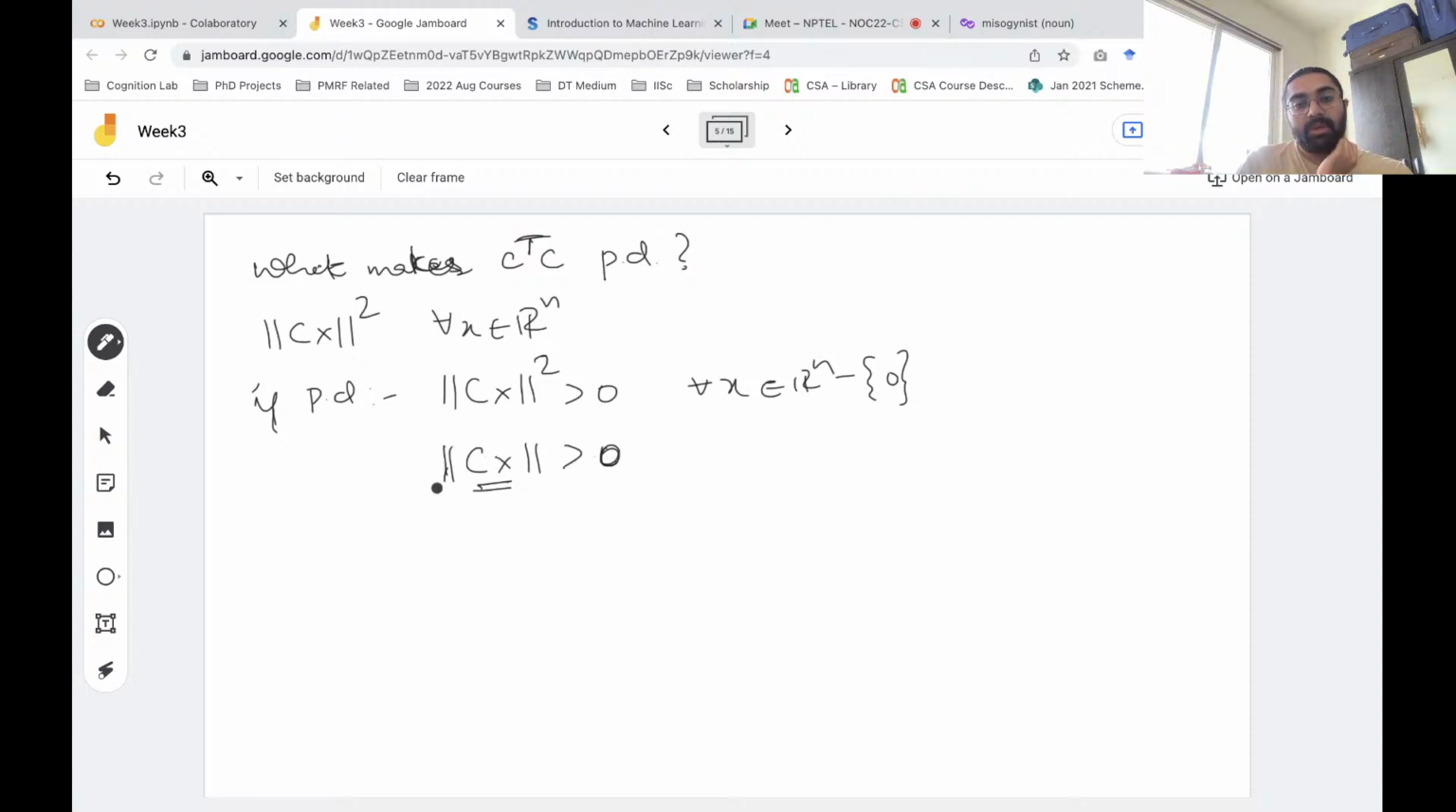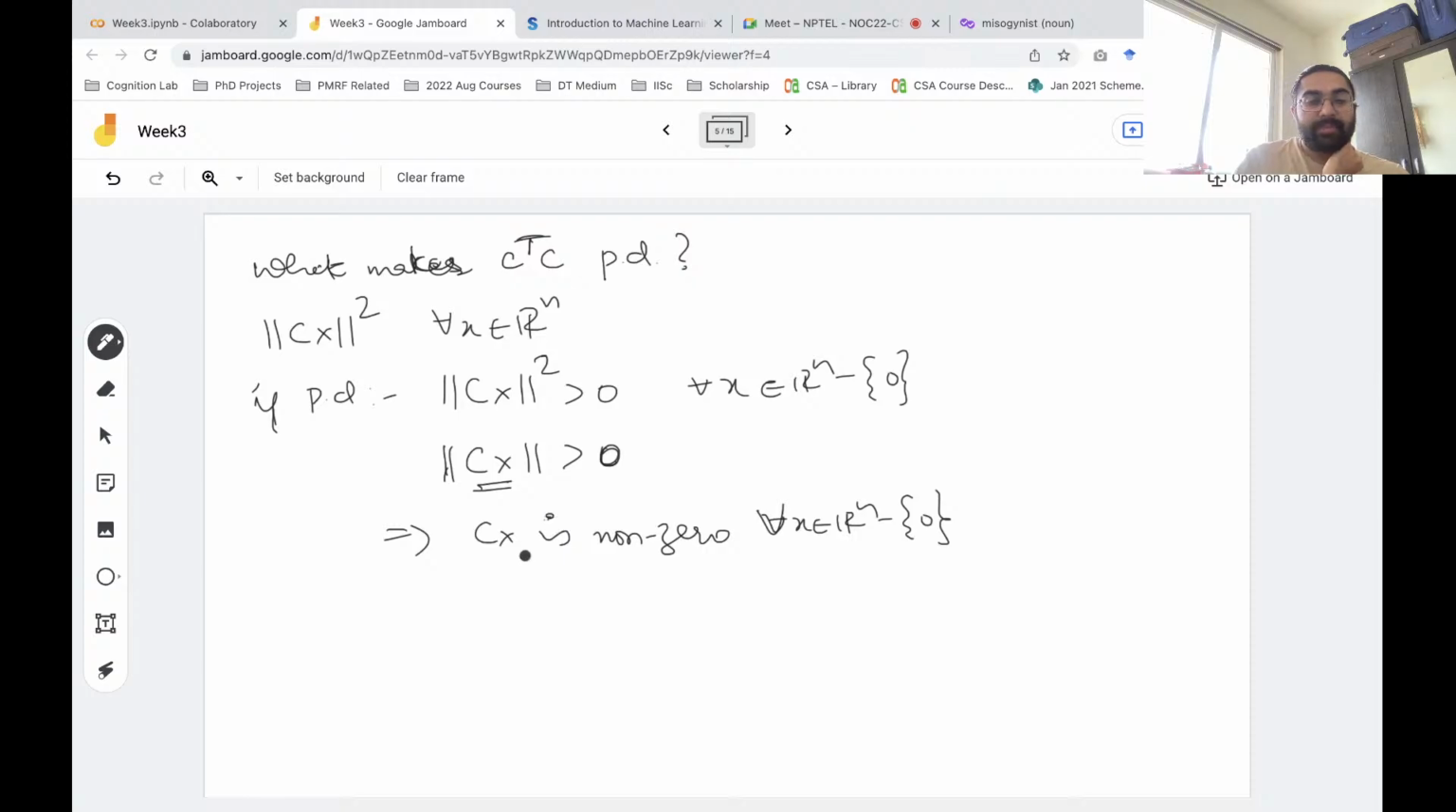So in a way we are saying that this basically implies that Cx is non-zero for all x in R^n minus 0. For the 0 vector, it is very trivial, right? C into any 0 vector, any matrix into 0 vector will be 0. What we want is for every x in the real vector space, this has to be non-zero.